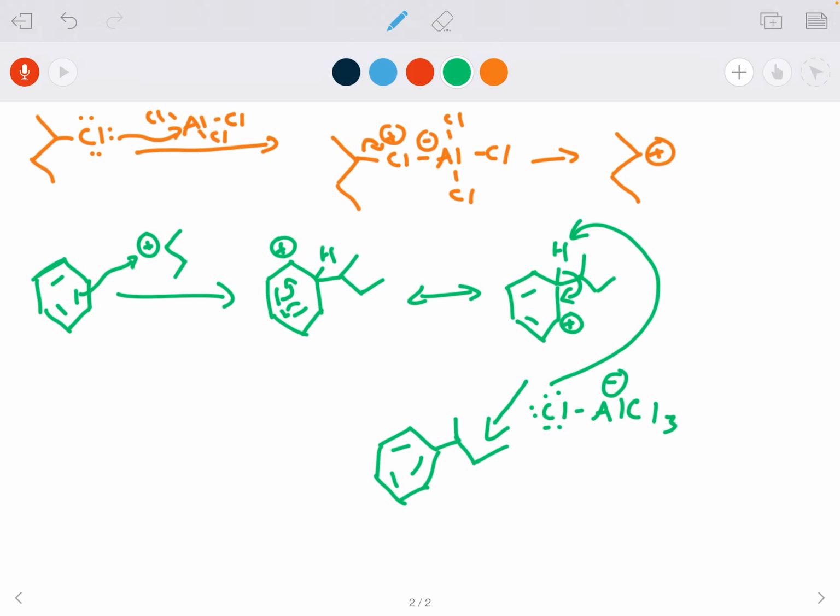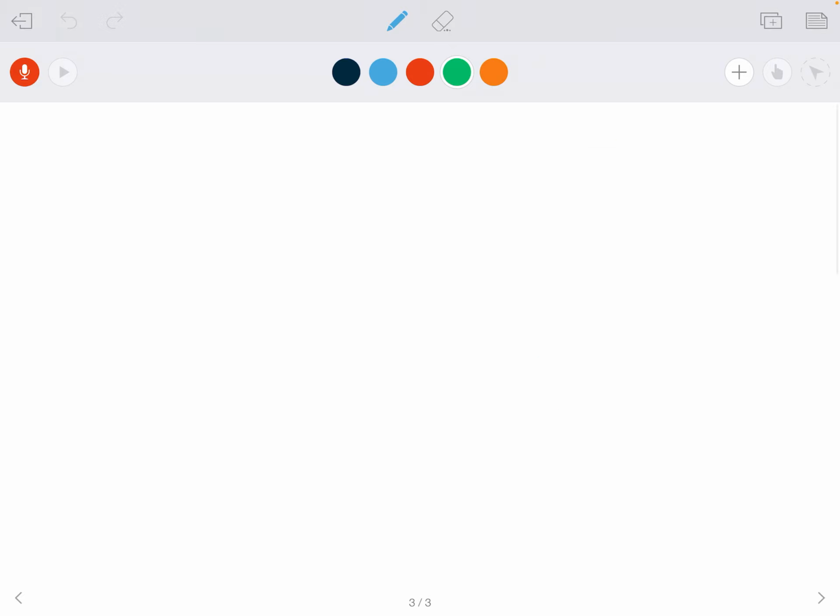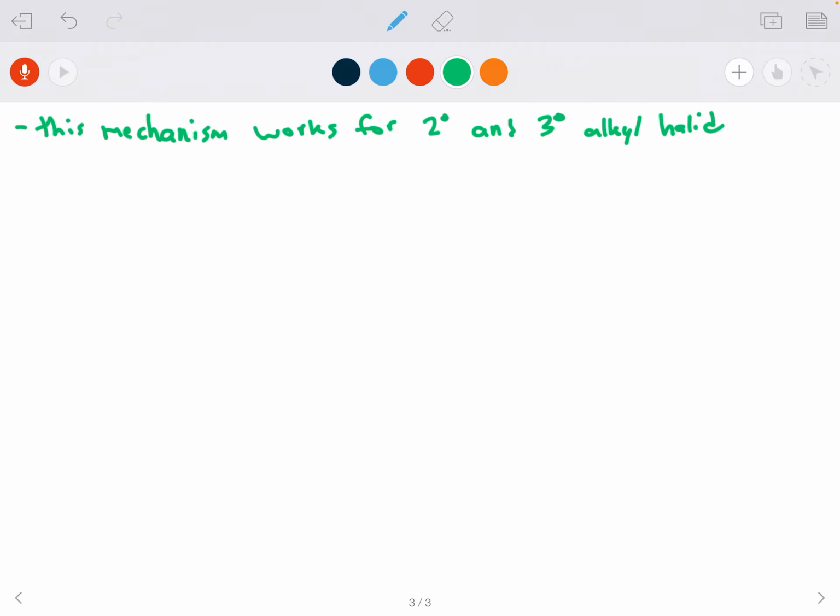Now in this example I used an alkyl halide that gave me a secondary carbocation. So right, this mechanism that I just did works for secondary and tertiary alkyl halides, because in this case I form either a secondary or tertiary carbocation, which is stable enough.